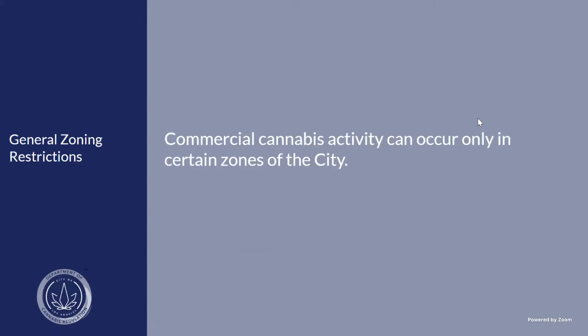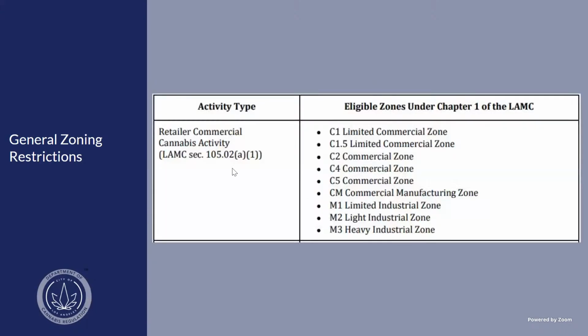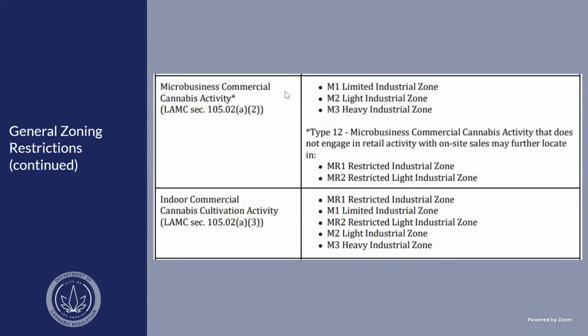Commercial cannabis activities can only occur in certain zones within the city. This information is available on our website, and I'll just briefly go through some of the zoning. For the retailer with on-site sales, generally it's allowed in commercial zones and manufacturing zones, not including restricted manufacturing zones, which are MR. For the microbusiness with on-site sales, they are only allowed in the manufacturing zones. For the microbusiness delivery, which does not allow on-site sales, they can locate in the M1, M2, M3, as well as the MR zones. Anything with on-site sales is not allowed in the MR zones.